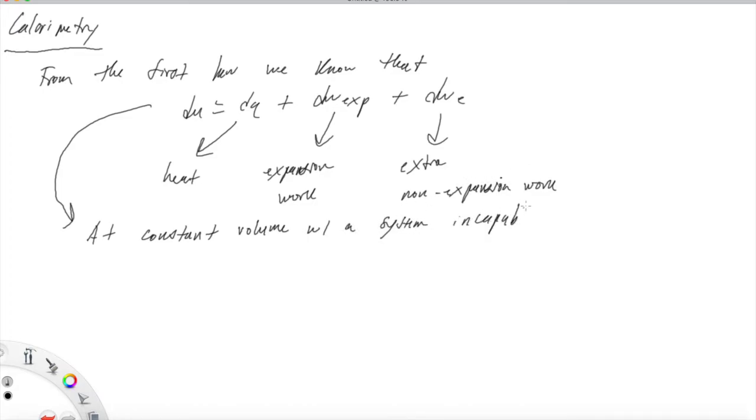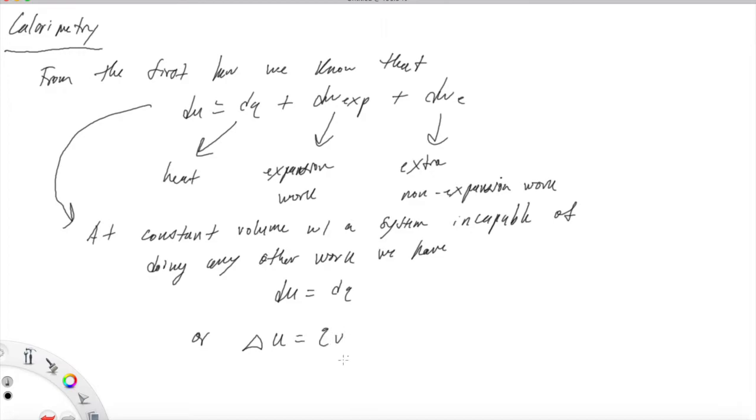And to recap, we said dU is equal to dq plus these other terms for work, but we're saying that this system is incapable of doing any work. So we're taking out the terms for work, so that gives us at constant volume that the change in internal energy is equal to the heat supplied. And our topic overall, calorimetry, is the study of heat transfer during a physical or chemical process.